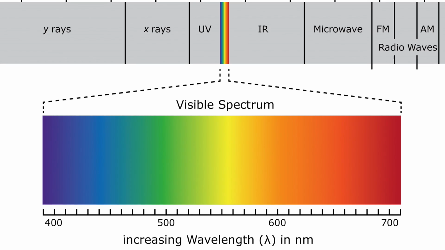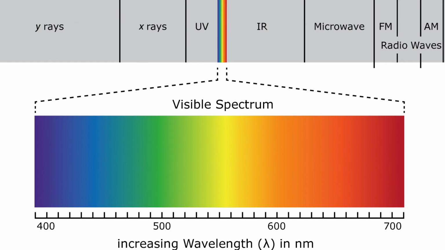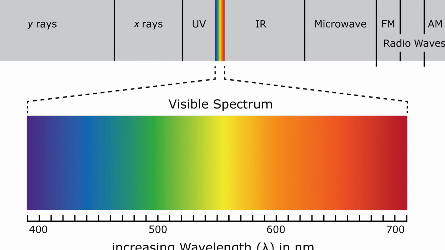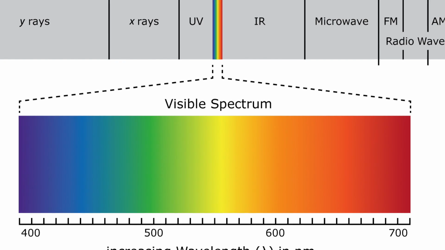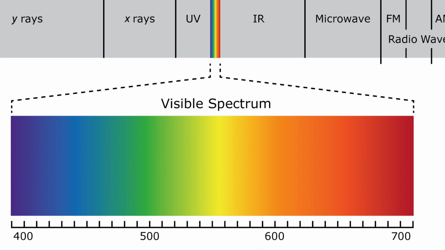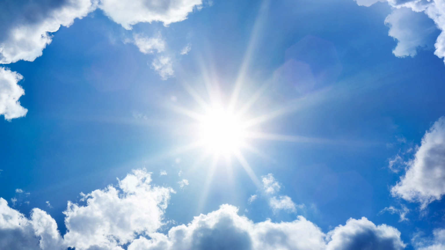Human eyes can only see visible light waves. Different wavelengths in the visible spectrum of light appear as different colors, and when all of the colors mix together, they make white light. Light from the sun is white light.